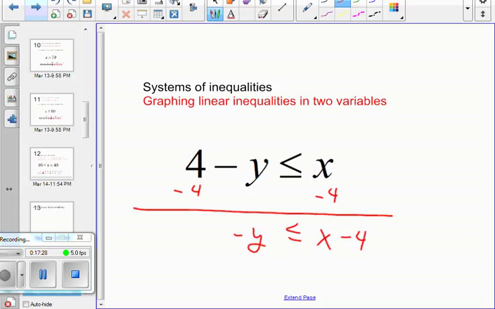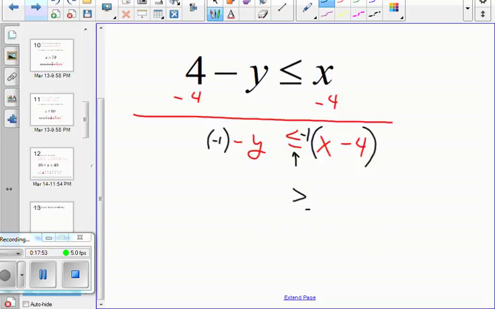Can I just leave this negative on the y? It'd be so much simpler if I could. No, can't. Got to get the negative off the y. So if I do that, I'm multiplying by a negative or dividing by a negative 1. Exactly. Thank you for remembering that. If I multiply by a negative 1 on both sides, then I have to flip the sign. This sign switches from a less than to a greater than.